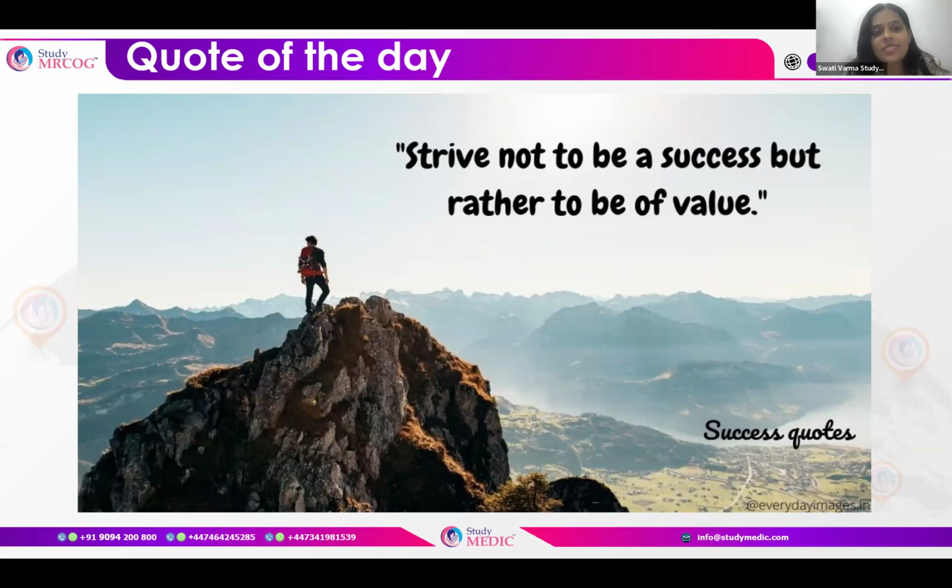So as always, let's start with the quote: strive not to be a success, but rather to be of value. So always study, always go through everything thinking how it adds importance to my practice, to my life, other than passing any exams.